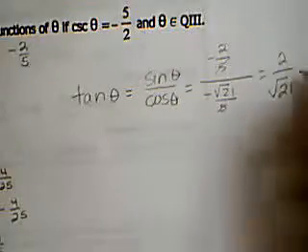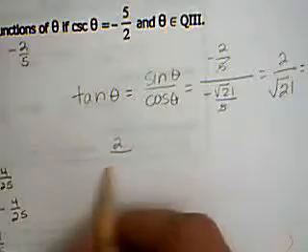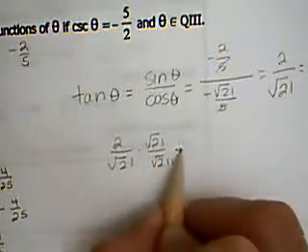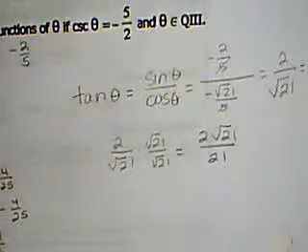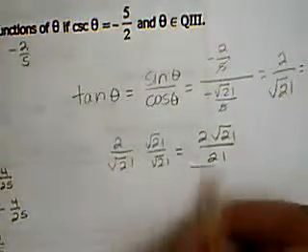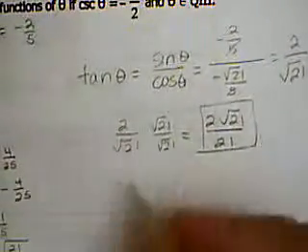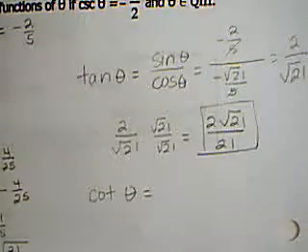Then also we're going to have to rationalize again. So 2 over the square root of 21. Rationalize, we would have 2 square root of 21 over 21. And that would be the tangent of theta. Then the last one to find would be cotangent. So the cotangent of theta is just going to be the reciprocal of tangent.